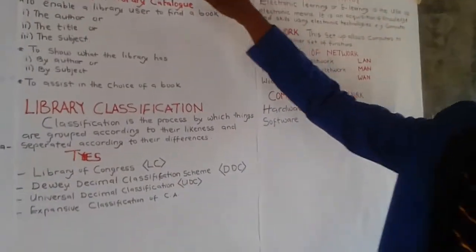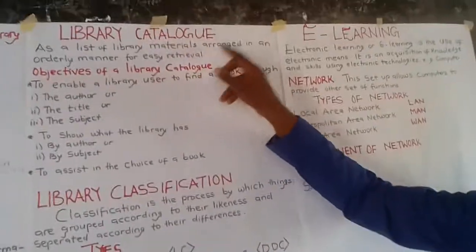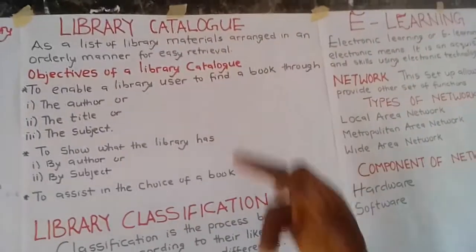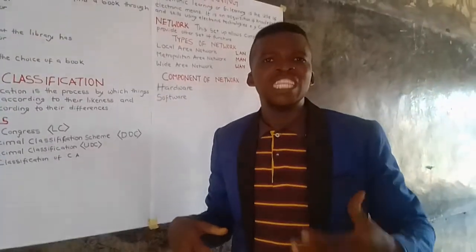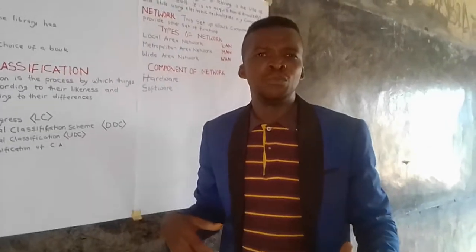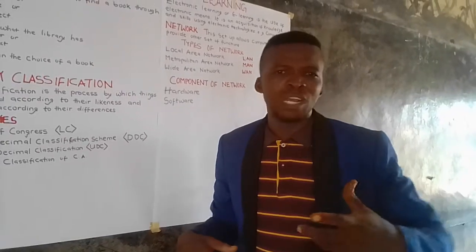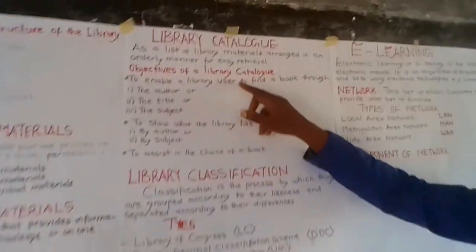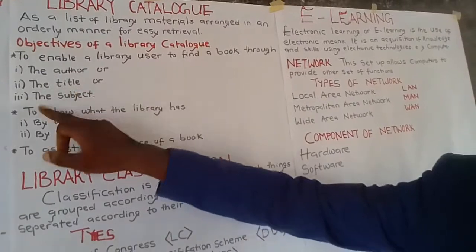We move on to library catalog. What is library catalog? Library catalog is a list of library materials arranged in an orderly manner for easy retrieval. The essence of catalog is that it helps you to get access to the book when you get to the library. It will save your time when you are looking for a book. It will give you a direction of where you can get the materials that you need at a particular period of time. Now, the objective of library catalog is, number one, to enable the library user to find a book through the author, the title, and the subject.